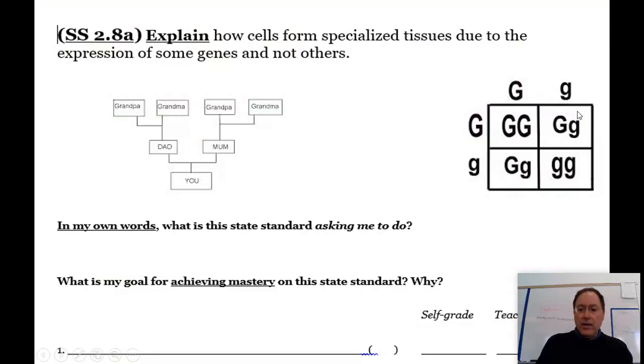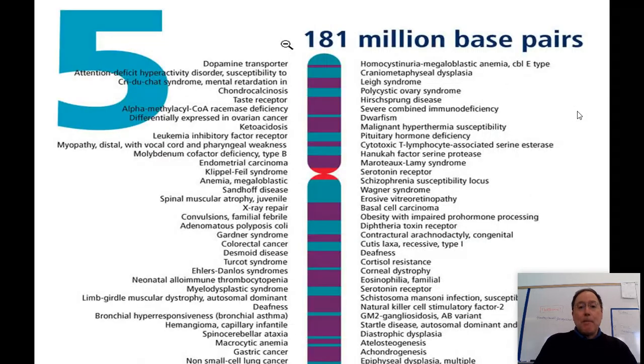Sorry, let's begin here. The state standard that's guiding us working on this is State Standard 2.8a. It says, explain how cells form specialized tissues due to the expression of some genes and not others. So today we're going to try to investigate what happens when genes don't get expressed.